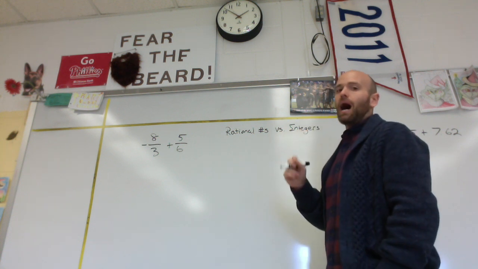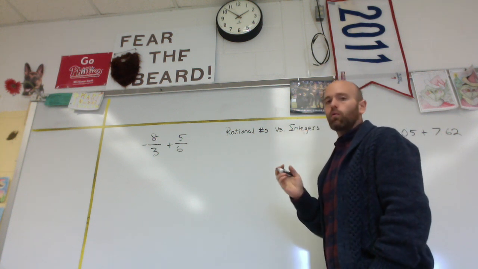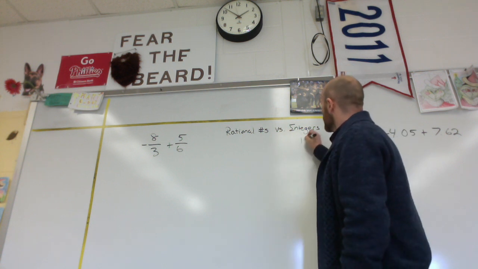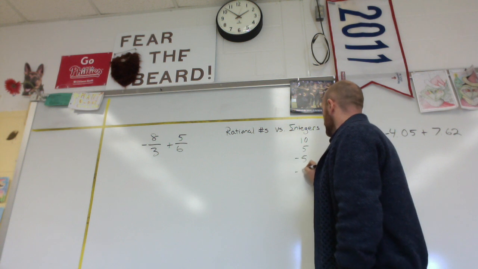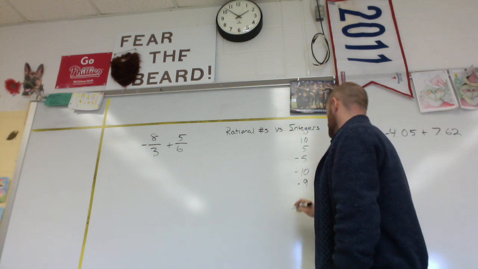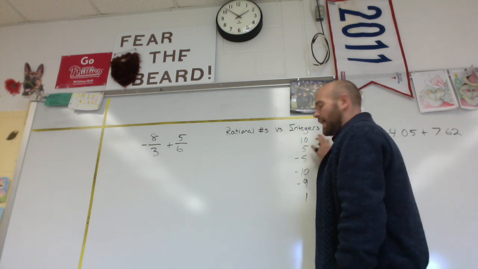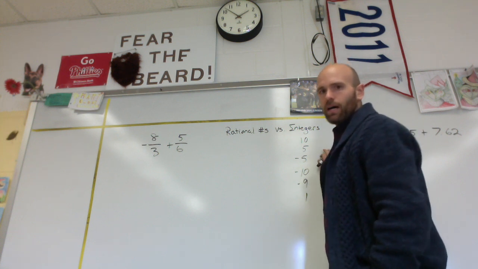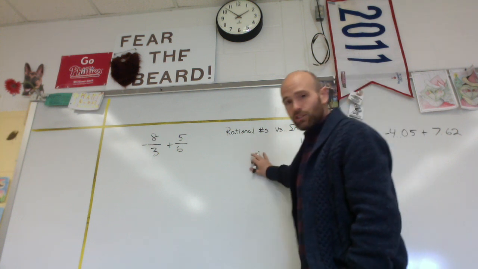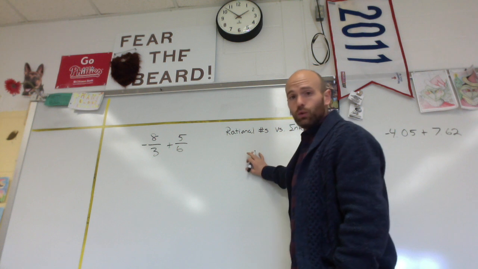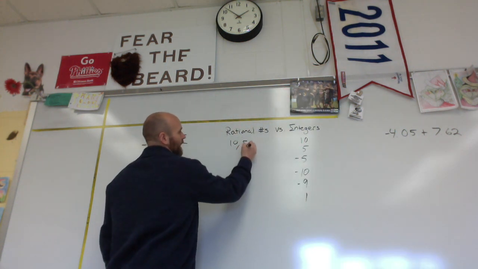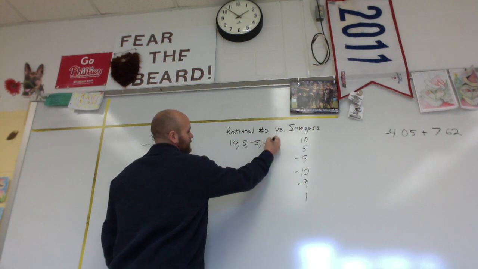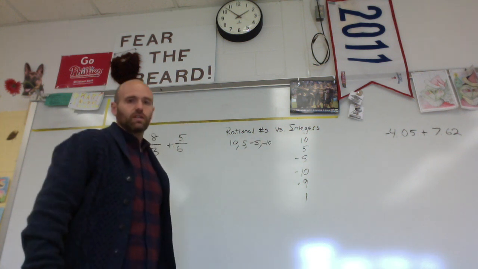Integers are any positive or negative whole number. So some integers include 10, 5, -5, -10, -9, 1, right? Any number that is negative or positive and it's a whole number. Now, rational numbers include integers. So all of these that were listed, 10, 5, -5, -10, they're all also rational numbers.